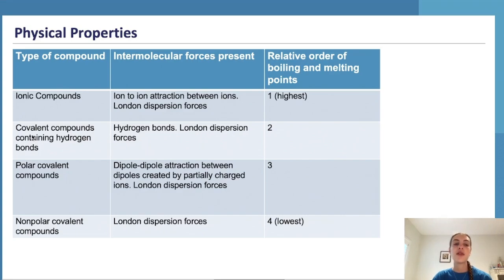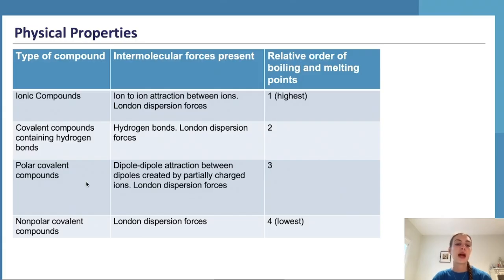The next one we've got is covalent compounds which contain hydrogen bonds, that being an oxygen, nitrogen, or fluorine bonded to a hydrogen in a particular covalent compound. This means there will be hydrogen bonds and London dispersion forces present. There may also be general dipole-dipole interactions present as well, depending on the molecule. They will have the second highest melting and boiling point. If we're just considering hydrogen bonds, dipole-dipole interactions, and London dispersion forces, then we would say that they have the highest melting and boiling point.